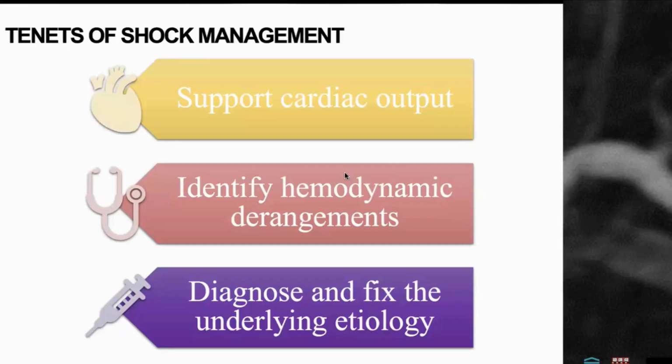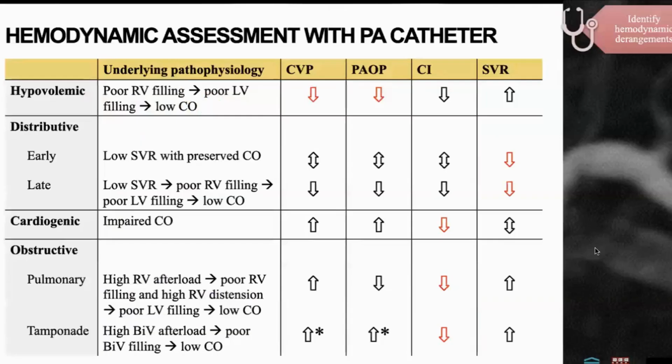But the big things are supporting your cardiac output, identifying the underlying hemodynamic derangements in that particular patient, and then you're going to diagnose and fix the underlying etiology. All right, so now we get to this thing that you learn in med school where people talk about the up and down arrows, what's high, what's low based on the PA catheter. Hopefully when I've gone through the underlying pathophysiology in each type of shock, you'll be able to better understand what the true hemodynamic derangements are in shock, right?